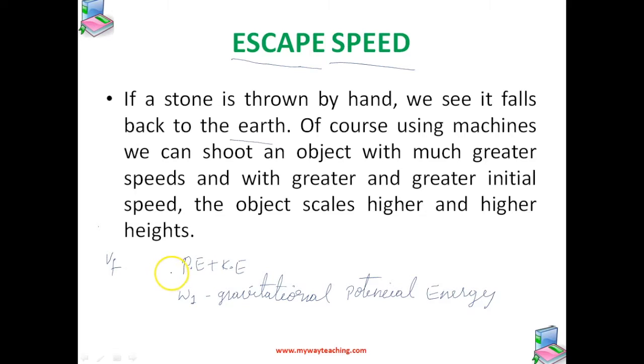The total energy of the projectile at infinity is given by, that is, E infinity is equal to W1, the gravitational potential energy, plus m vf square by 2.